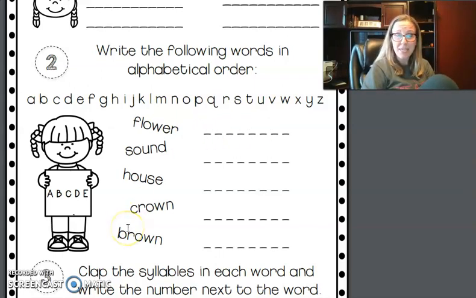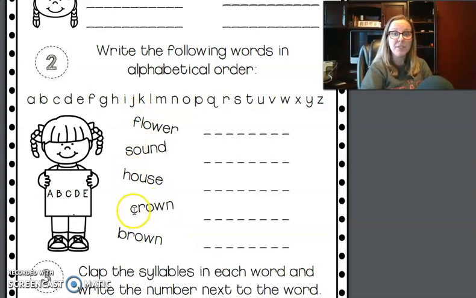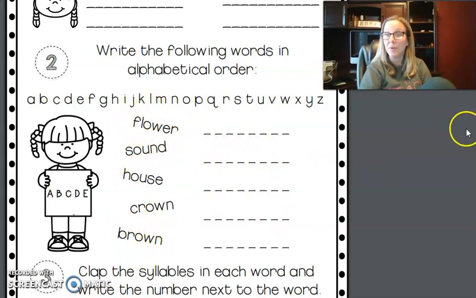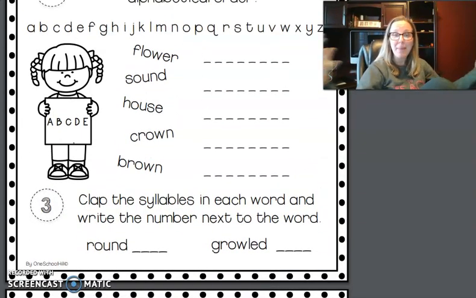Now that I've found the letter B, I'll move on to the next letter, which is C. Remember, I'm only looking at the first letter. Even if there are A's or B's or C's later on in the word, that doesn't matter. I only want to pay attention to the first letter for ABC order. So this word starts with a C. So that would be my second word, crown. So you'll write that here. Now you can go ahead and finish with the rest of the words on this paper, putting them in ABC order. And when you're finished doing that, down at the bottom, you're going to clap out your syllables.